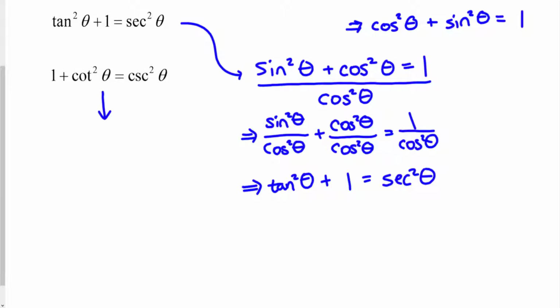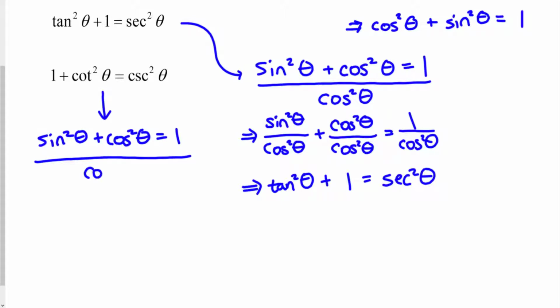So for instance, if I start with sine squared theta plus cosine squared theta equals 1, and divide everything through by sine squared, the other one, then what happens is I get sine squared over sine squared is 1, cosine over sine is cotangent squared, 1 over sine squared is cosecant squared. So it's easy to get the other two if you remember the first one.